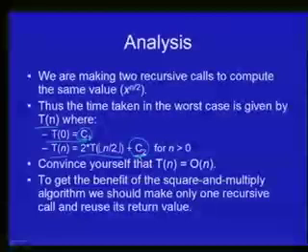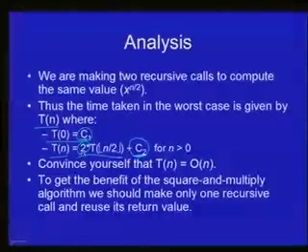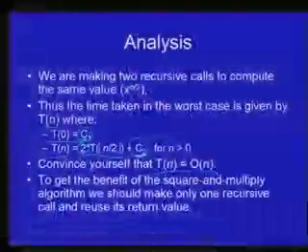So what has changed from the previous recurrence? In the previous recurrence, this factor of 2 was not present. But because this factor 2 has come, suddenly the time taken by this algorithm has gone back from being a logarithmic function of n to a linear function of n. I'll leave it as an exercise for you to show that T(n) is actually order n.